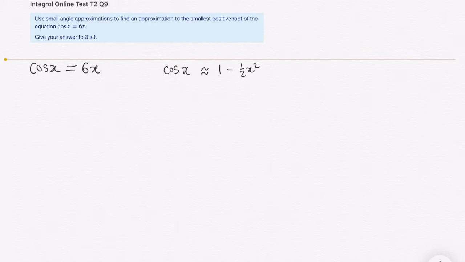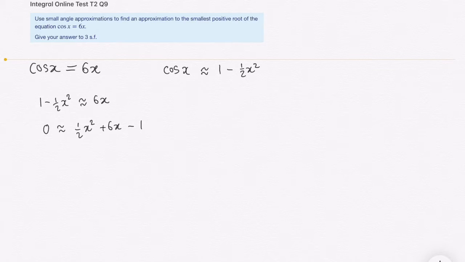So making this substitution into our original equation, we get 1 minus a half x squared is approximately equal to 6x. Well, that is just a quadratic equation, and we can collect all the terms on one side. I'm going to collect them on the right-hand side. So we get 0 is approximately equal to a half x squared plus 6x, subtract 1. And you can just solve that quadratic equation as it is on your calculator if you want to.